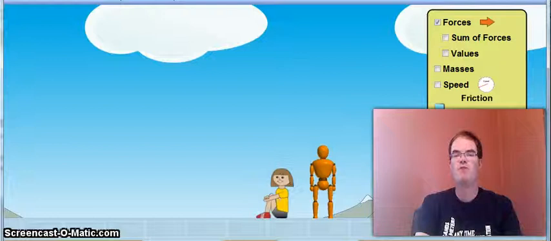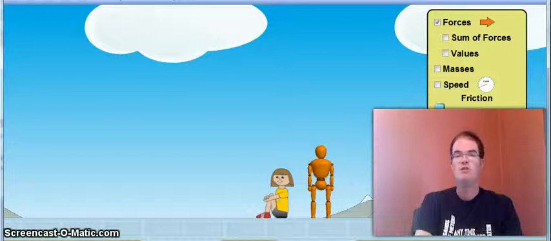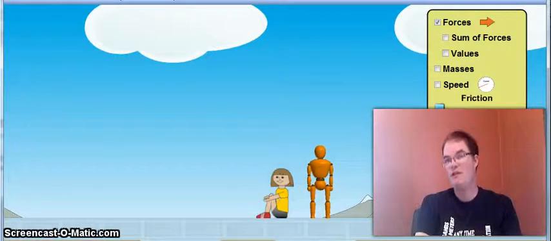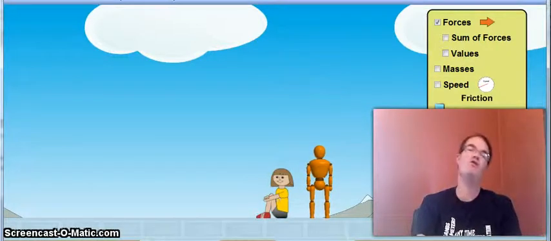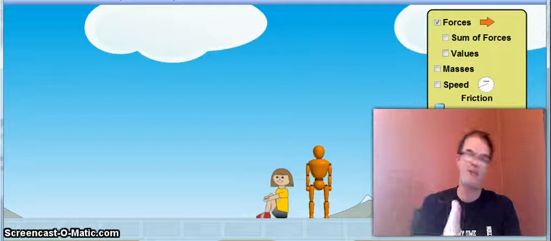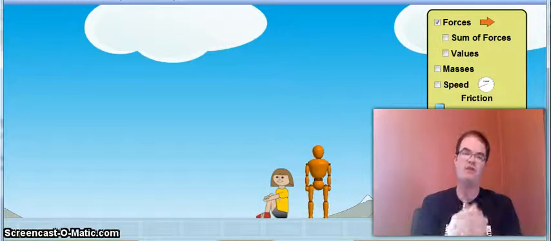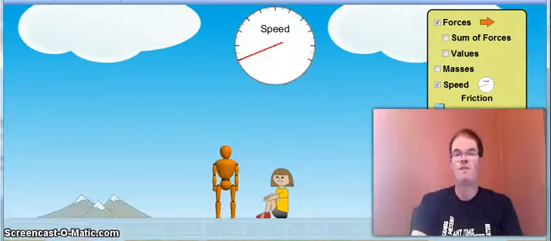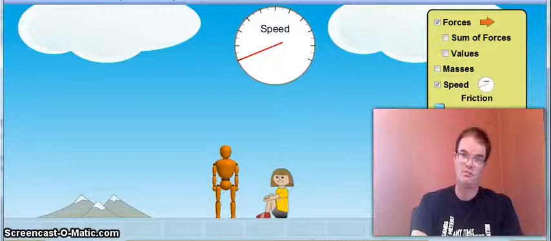So an object in motion tends to stay in motion unless a force acts on the girl. And that would be a net force, right? So we have a net force needed to get the object moving, and we have a net force needed to stop the object once it is in motion. Next question.